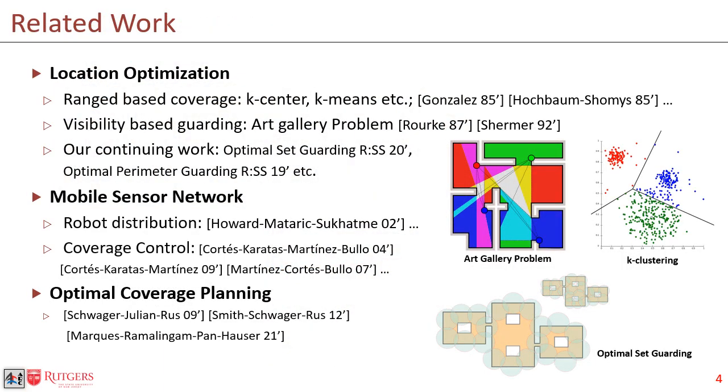This work is also related to plenty of previous work, including location optimization, in which people study classical problems such as K-center, K-means, and art gallery problems. Our previous work on optimal set guarding and perimeter guarding also provides an aspect for solving these problems. This work is also related to the area of mobile sensing networks and coverage control, where people often use iterative methods to obtain a near optimal solution, and the coverage planning problem for optimal paths for one or several robots to achieve coverage purposes.